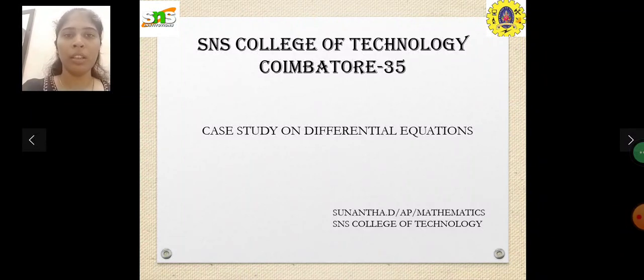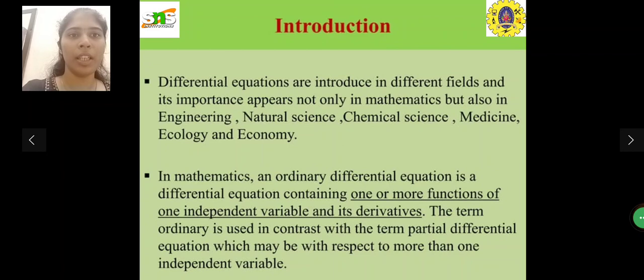So let us see a case study on differential equations in this video. First, let us see what is differential equation. Differential equations are introduced in different fields and its importance appear not only in mathematics but also in engineering, natural science, chemical science, medicine, ecology and economy.